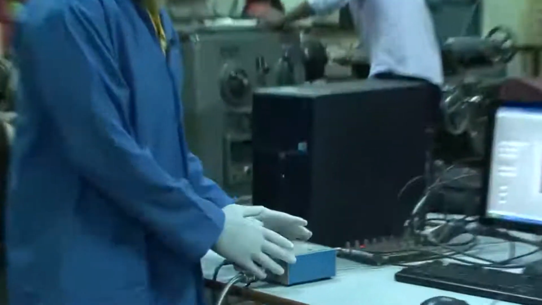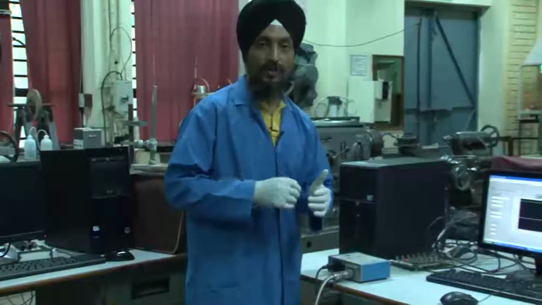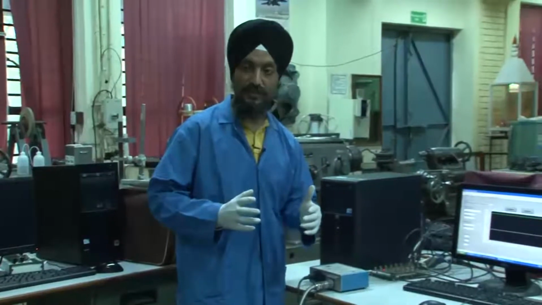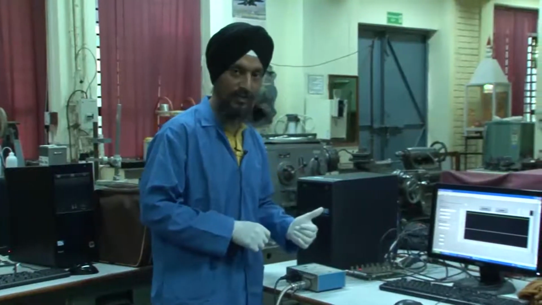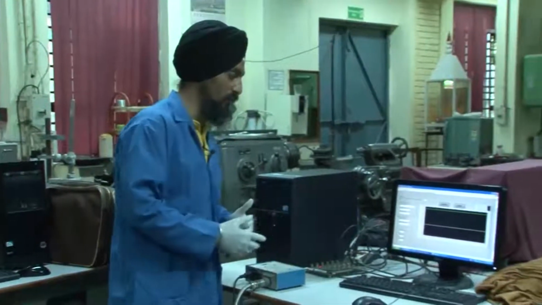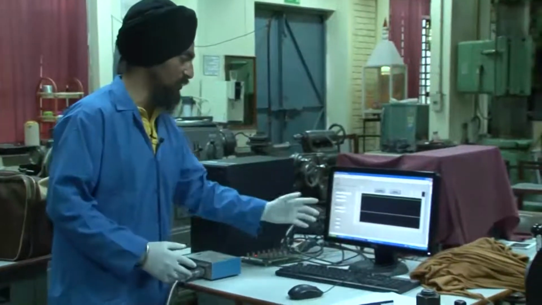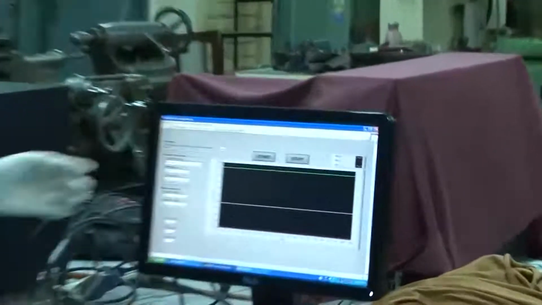This is a LabVIEW software. It is connected here. In this case, the force is transferred into an electrical signal, that is, 1 Newton of force gives 1 volt. That is further calibrated. We have LabVIEW software here. When we do machining, these are the forces, Fx.